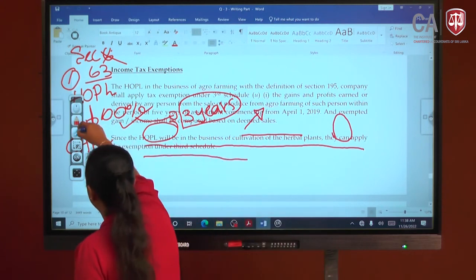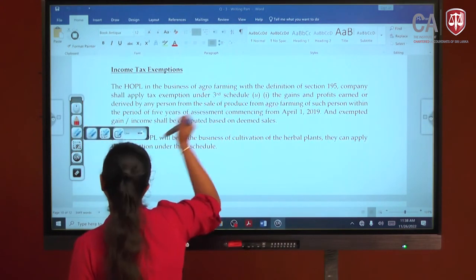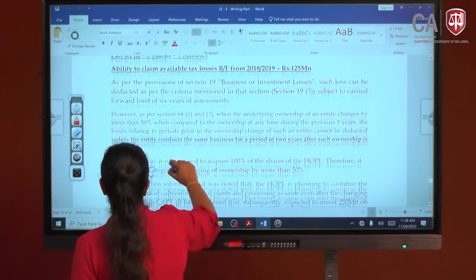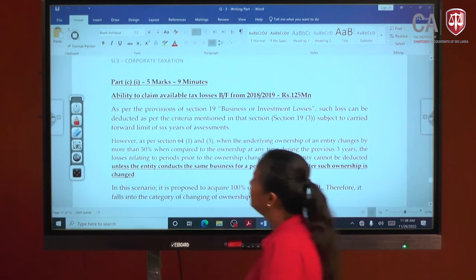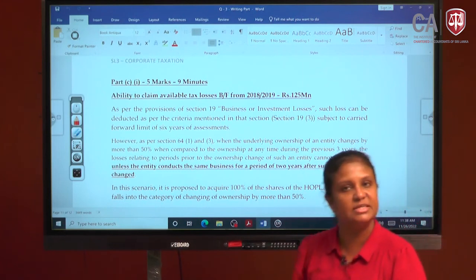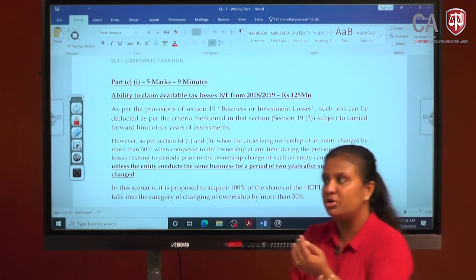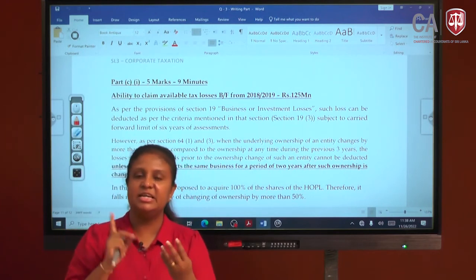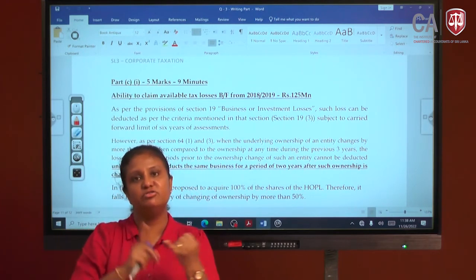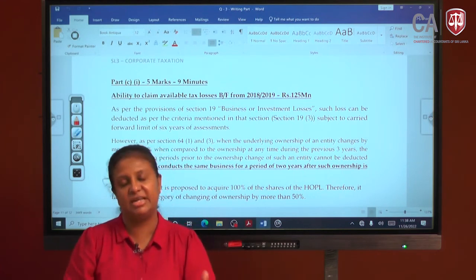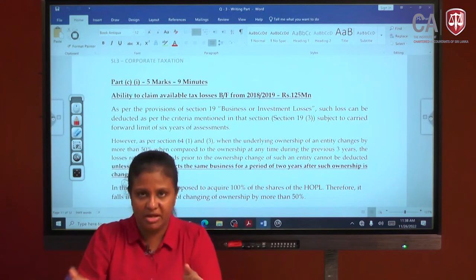Let me erase this first. Then in that, the applicability to claim available tax losses, which is brought forward from 2018-19. Then the loss claimability requirement, 6 years: 18-19, 19-20, 20-21, 21-22. We are still in that particular claimability period of the 6 years.